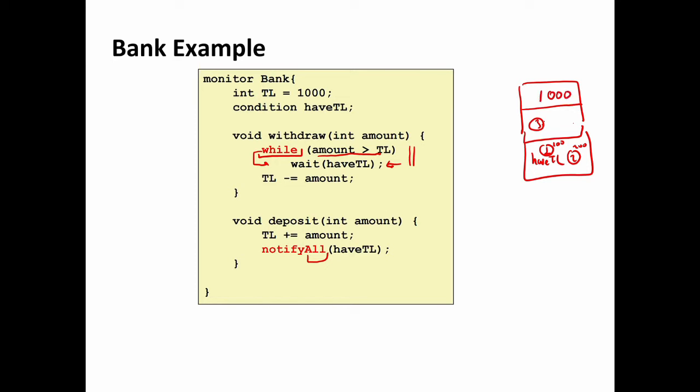Now, in the previous case, if he had notified only one of them, then this guy would still sleep here, although there's sufficient money. So when he deposits money, he has to make sure that he wakes up everybody in the waiting room so that maybe they will all be able to complete their tasks. That's why we need this notify all here. Otherwise, we may have threads that continue to sleep here, although there's money in here.